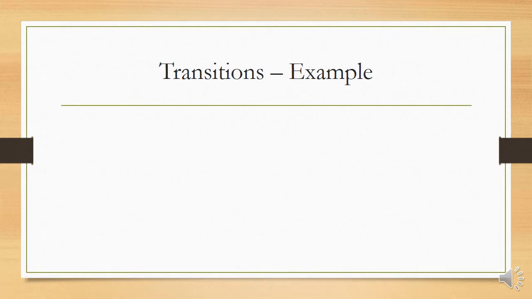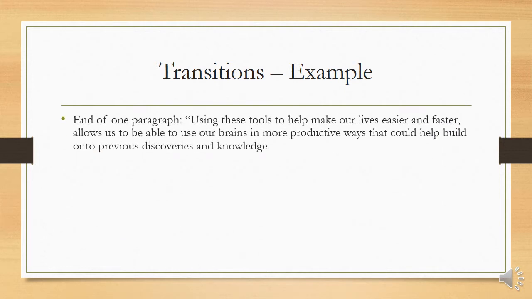Okay, here's some examples from the student paper, the end of one paragraph, the start of the next. I thought if I used the same sentence as the topic sentence, it would be kind of an easy example. So here's the sentence from the end of the previous paragraph. "Using these tools to help make our lives easier and faster allows us to be able to use our brains in more productive ways that could help build onto previous discoveries and knowledge."